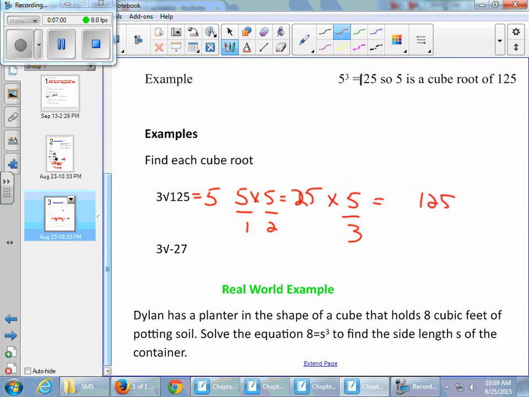Remember to count this first 5. Sometimes students forget to count this first 5 and then they'll multiply this by 5 again. And that's not correct. 5 times 5, that's 1 and 2 right there. So that gets you 2 out of the way.